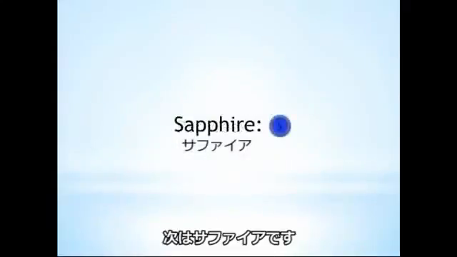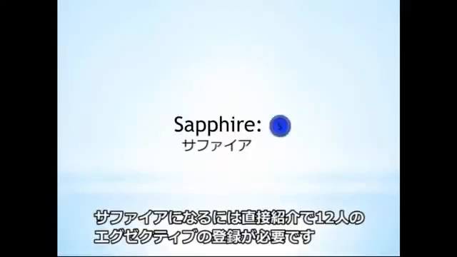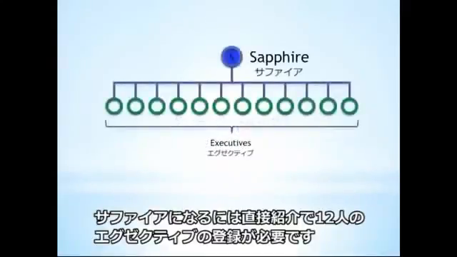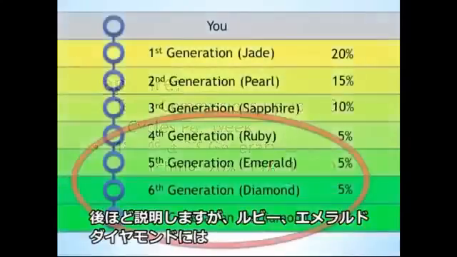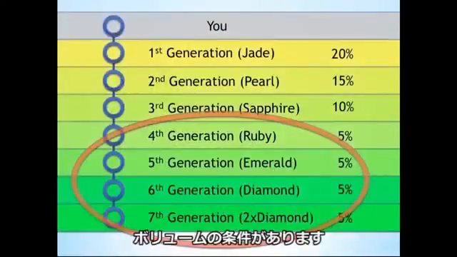The next rank is Sapphire. To become a Sapphire, you must have personally enrolled 12 executives. The reward for this is a third generation of matching bonuses at 10%. Now, the Ruby, Emerald, and the Diamond ranks do have some volume-based requirements, but we'll cross that bridge when we get there.